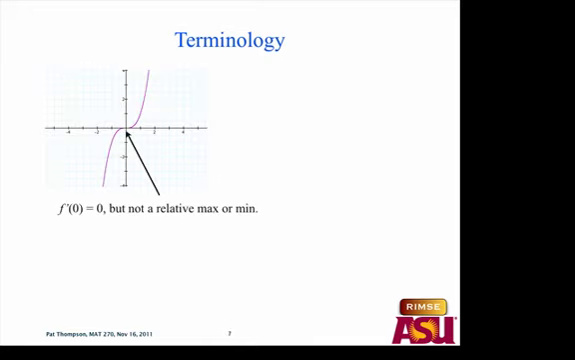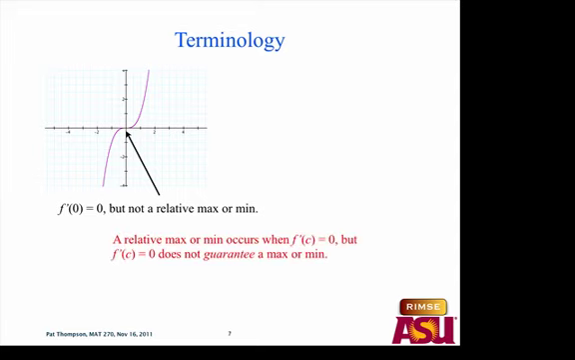Okay, so here's this x cubed. The first derivative is 0, but it's not a relative max or min. So if you have a relative max or min, this is true. You have a pause. But saying that the first derivative is 0 doesn't guarantee a max or min. That's what we're saying. Does it make sense?